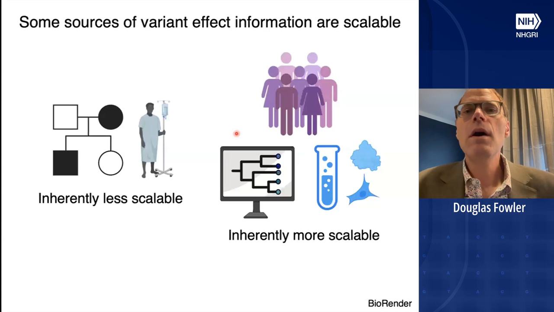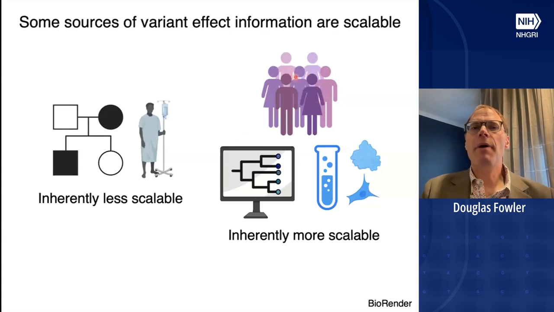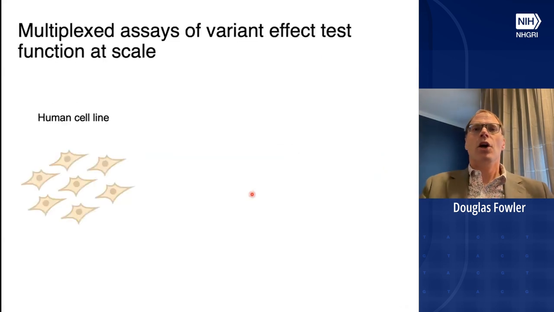Okay, so that's what I wanted to say about populations and biobanks and variant effect predictors. So I'm going to turn my attention now to variant effect measurements, so experiments. The big news here in the last decade or so is what are called multiplexed assays of variant effect, or said another way, experiments that can test many variants simultaneously.